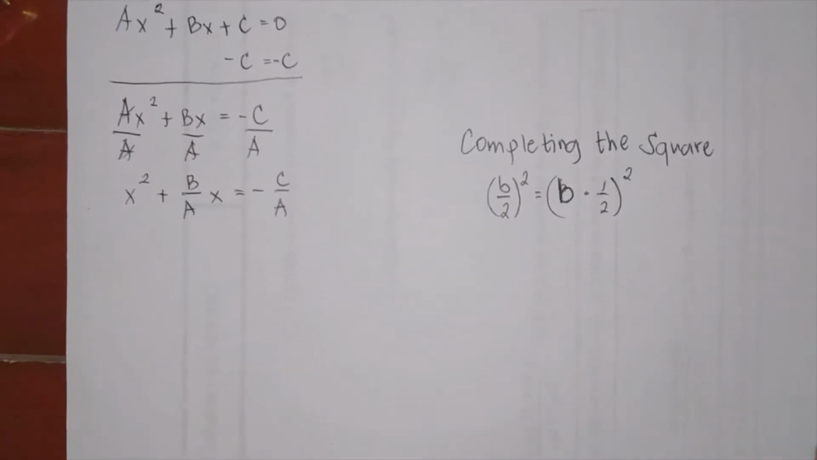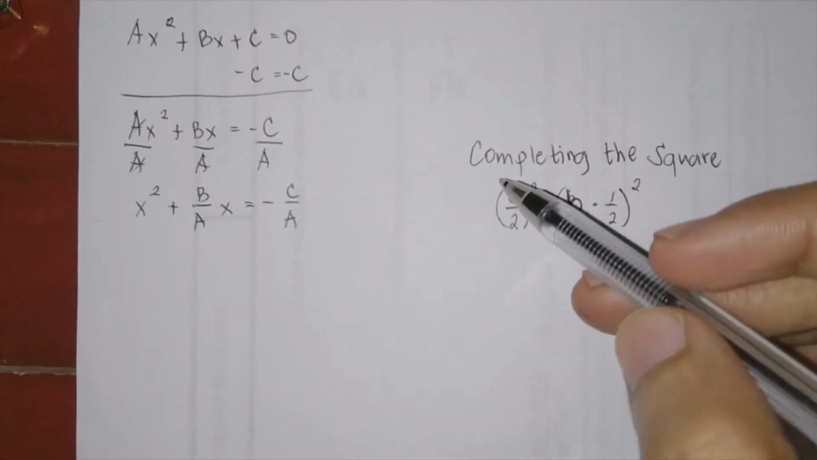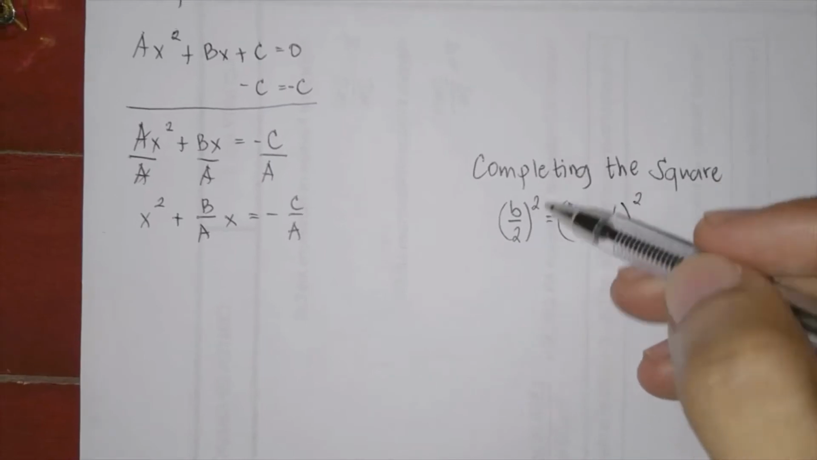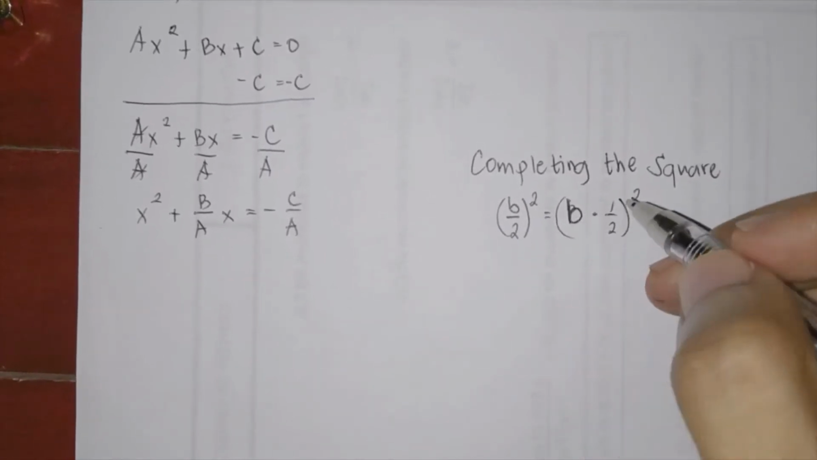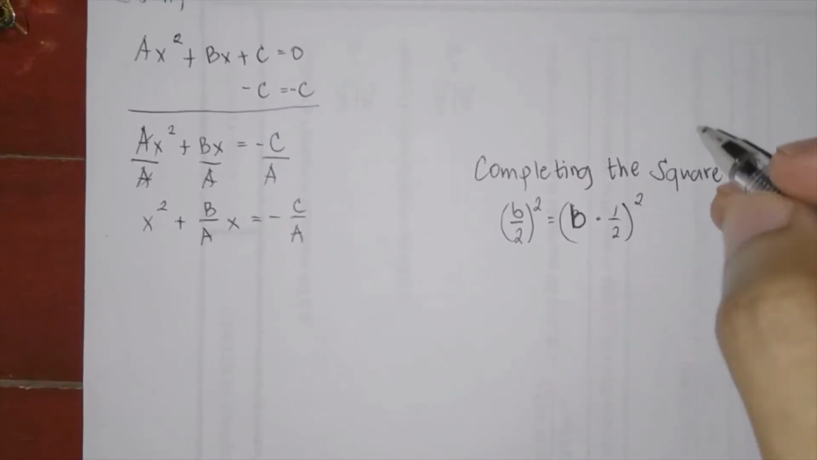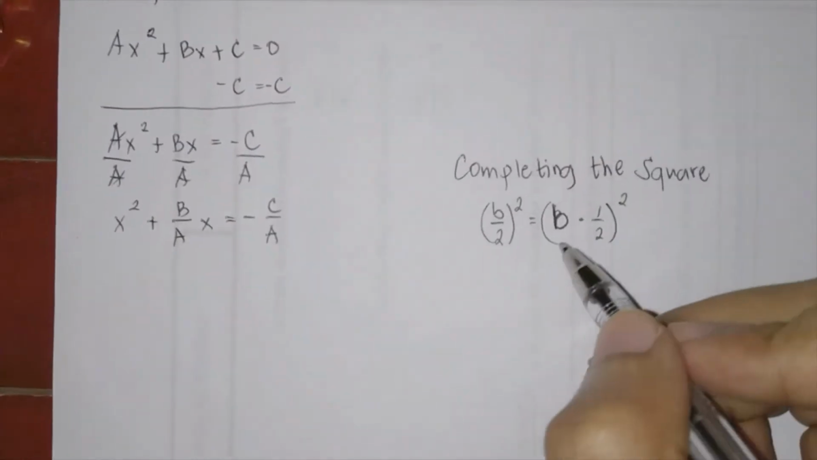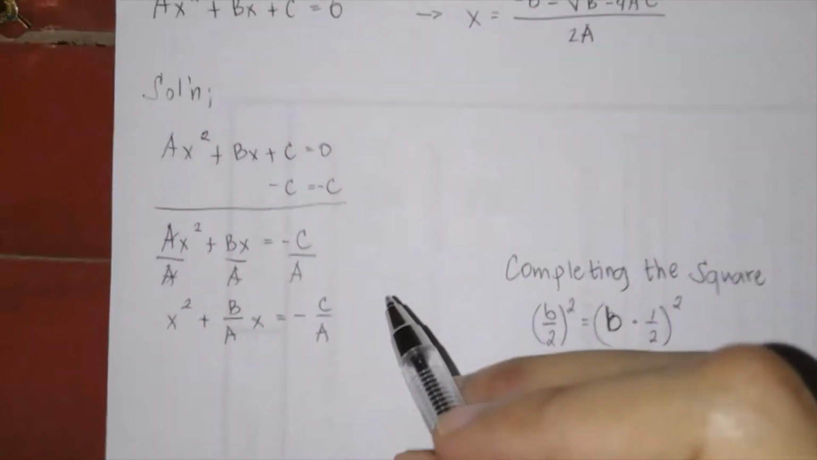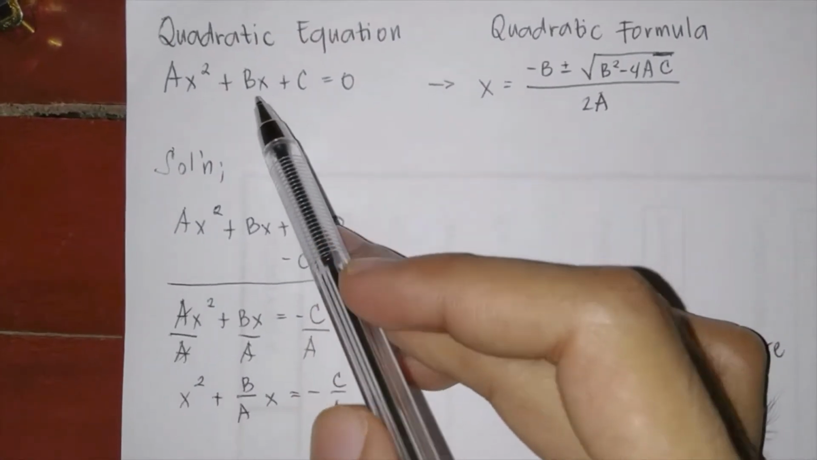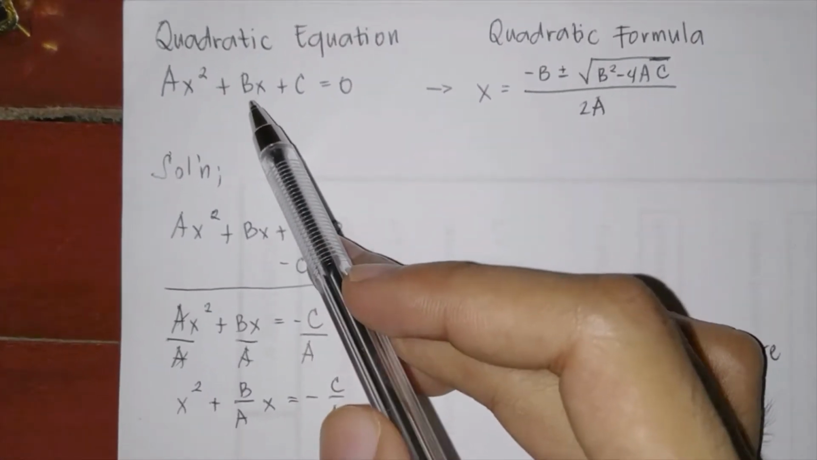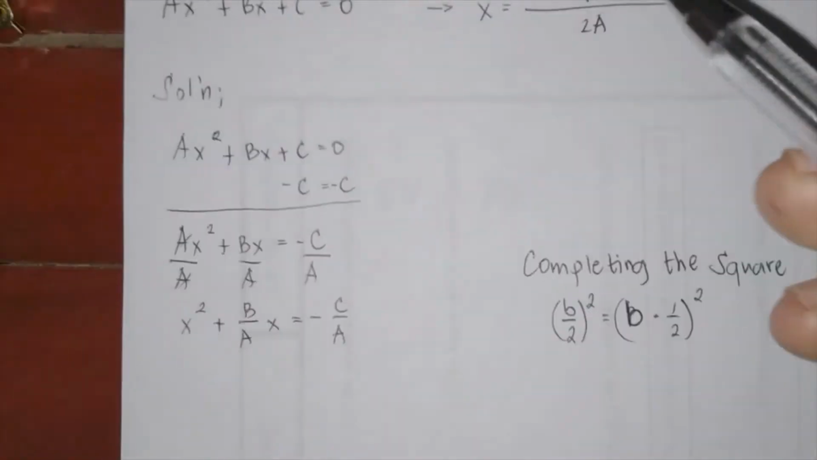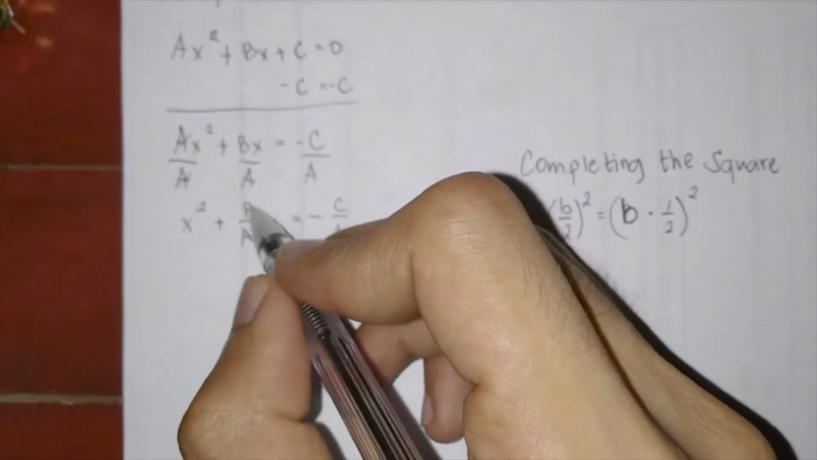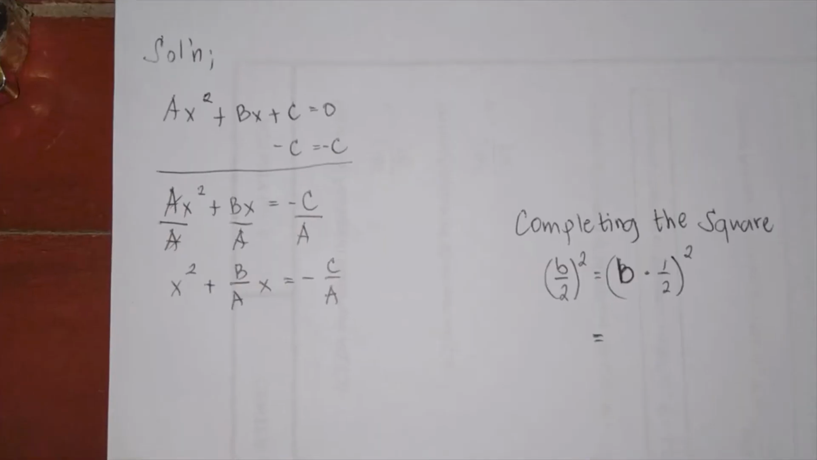So, sa next step natin guys, dito na papasok yung ating tinatawag na completing the square. Ang formula ay b over 2 squared or b multiply to 1/2 squared. Ang b, makikita natin yan guys sa katabi ng x. Katulad sa ating quadratic equation. Makikita natin siya yung b katabi ng x natin. So, dito sa equation natin guys, ang b is itong b over a.